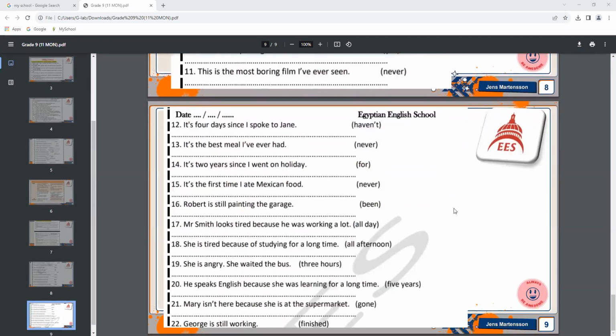Lovely. Let's take a look at "all day." Can we use "all day" in the present perfect and the present perfect continuous? No, we can use it with the present perfect continuous only. And our answer: Mr. Smith has been working all day. That's why he looks tired. Okay.